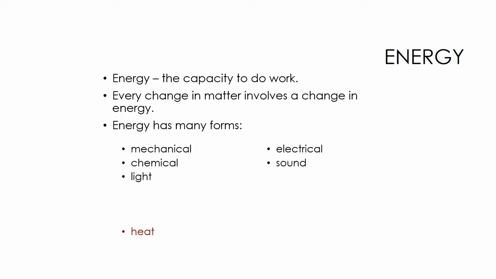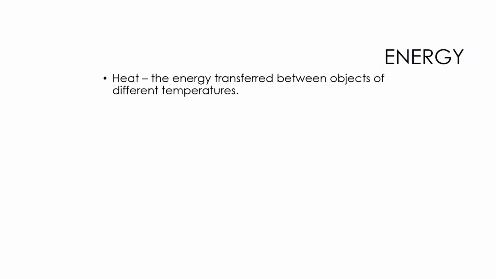The most important energy source or form for this class though is heat. We can transfer heat, we can track heat, we can calculate how much heat is lost or gained for any given chemical or physical change. So heat is defined as the energy that's transferred between objects of different temperature. And heat always moves from hot to cold.